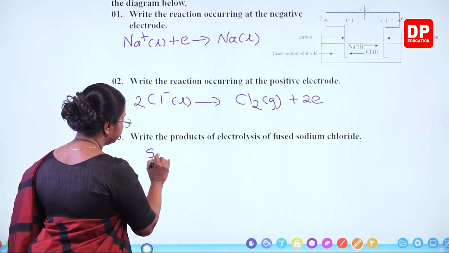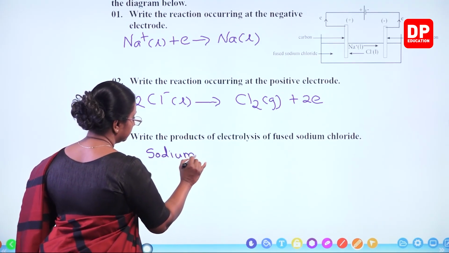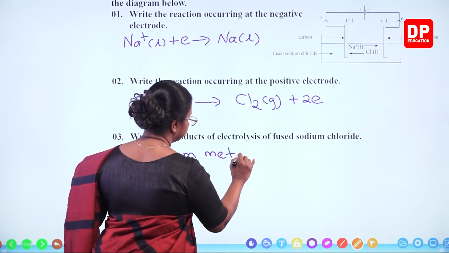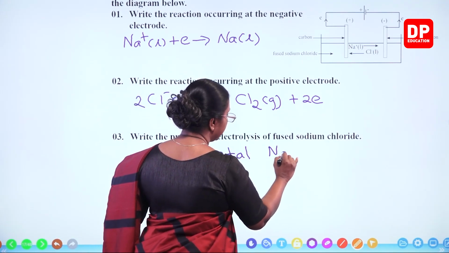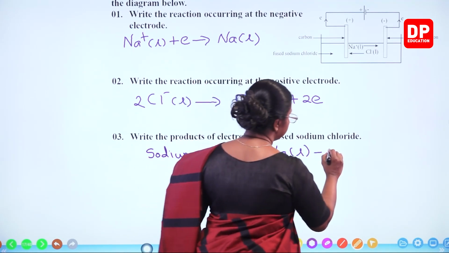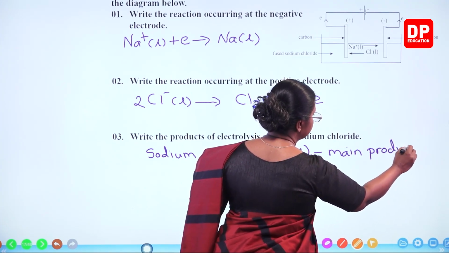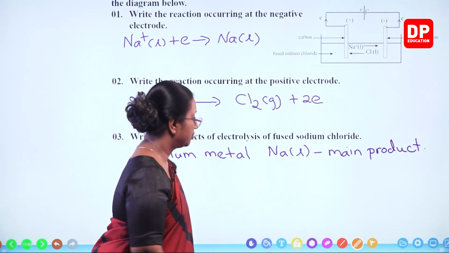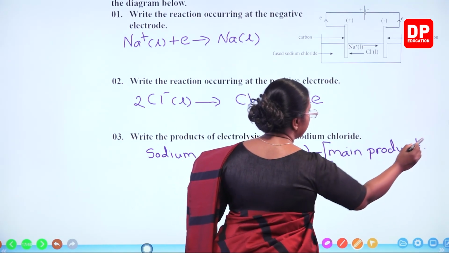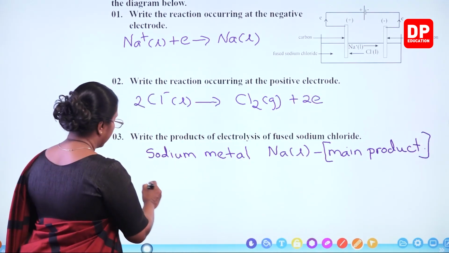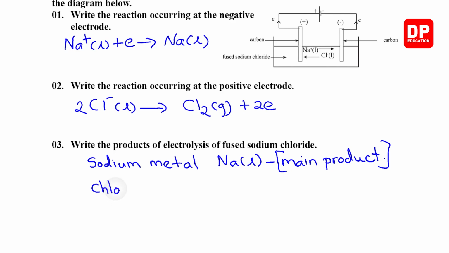So sodium metal, that is Na liquid, is the main product. That is in the industry I am saying. Of course, you can write it within brackets, main product, and chlorine gas, that is Cl2 gas, that is the byproduct.